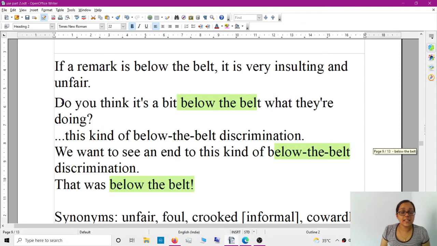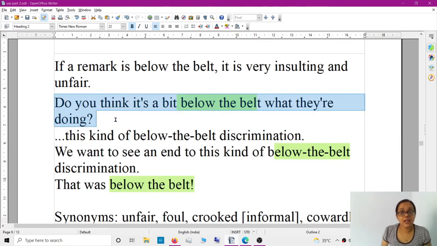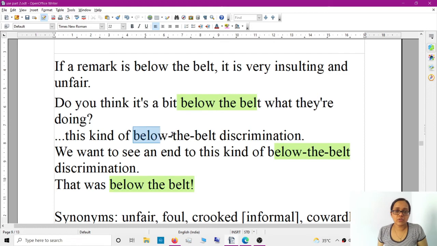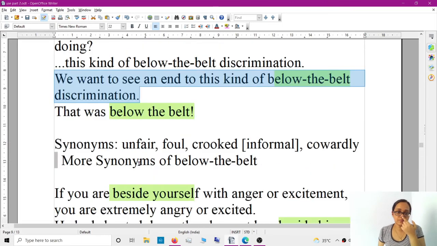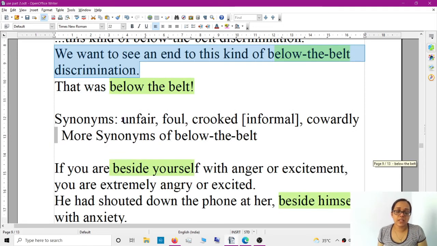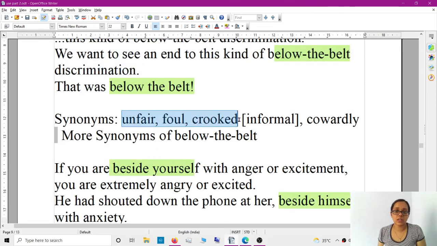Do you think it is a bit below the belt what they are doing? It's unfair or insulting. This kind of below the belt discrimination. Below the belt, cruel, unfair discrimination. So we want to see an end to this kind of below the belt discrimination. It has some more meanings: unfair, foul, crooked, cowardly.